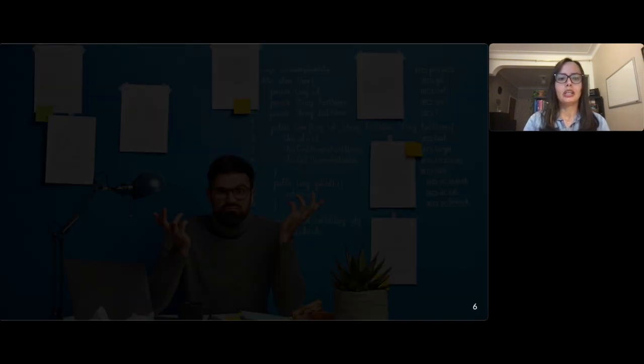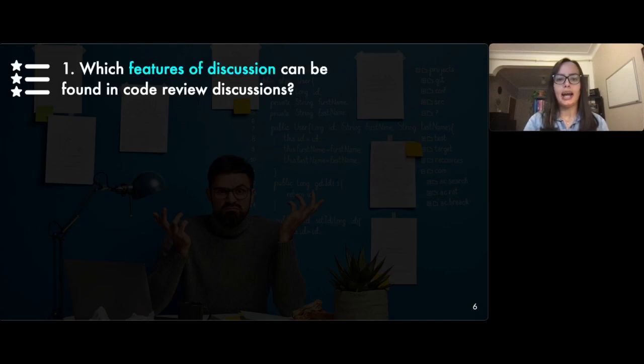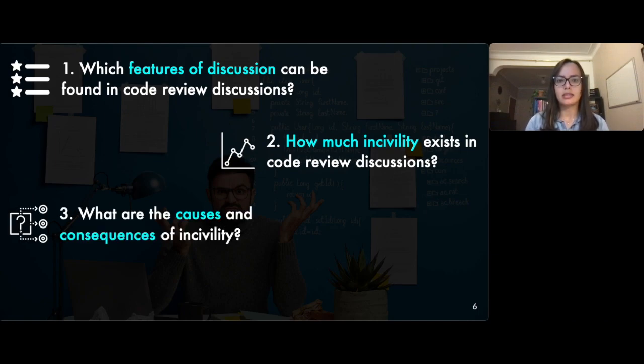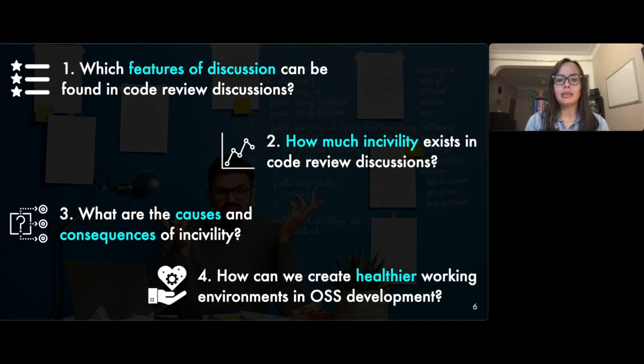To create healthier environments, we first need to identify the features of discussion found in code review discussions. Based on the features of discussion that convey a disrespectful tone, we can assess the frequency of incivility in code review discussions, as well as the causes and consequences of uncivil communication. And by understanding all of these, we can then provide means to create healthier working environments in open source communities.